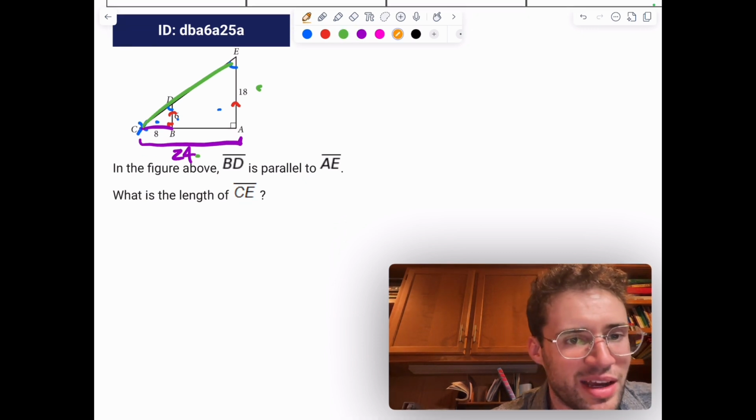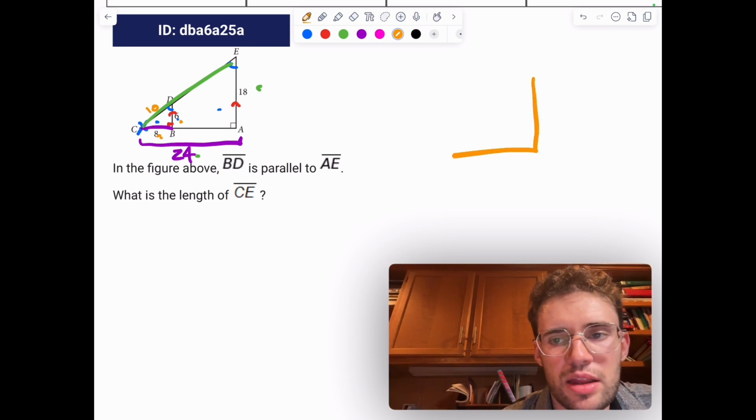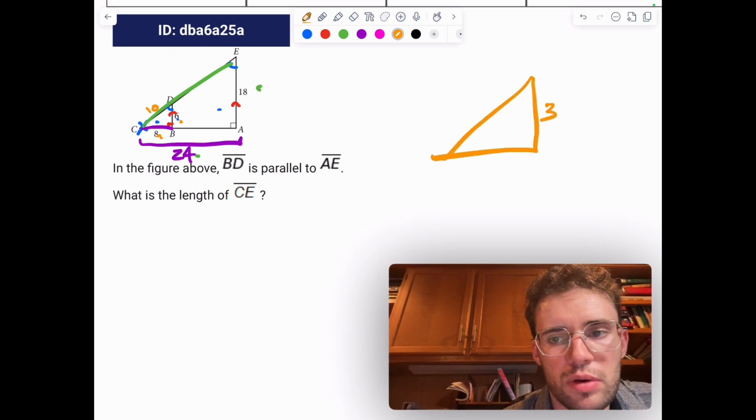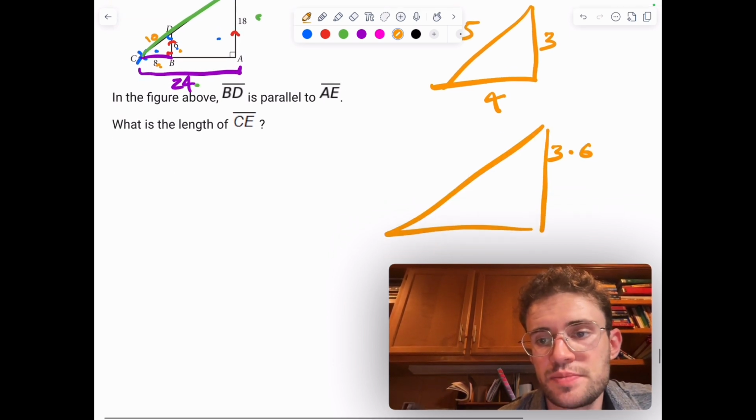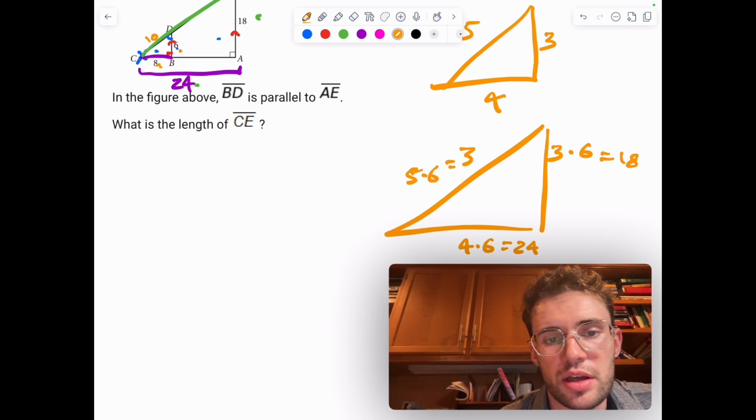Yeah, that's the better way to do it. So it's a 3, 4, 5 scaled up. Right, so this one would be 10, because it's 3 times 2, 4 times 2, 5 times 2. For the big one, it's scaled up by a factor of 6, right? So we have 3, 4, 5, and we scale it up to be 3 times 6, 4 times 6, so 18, 24, and then 5 times 6, which would be 30.